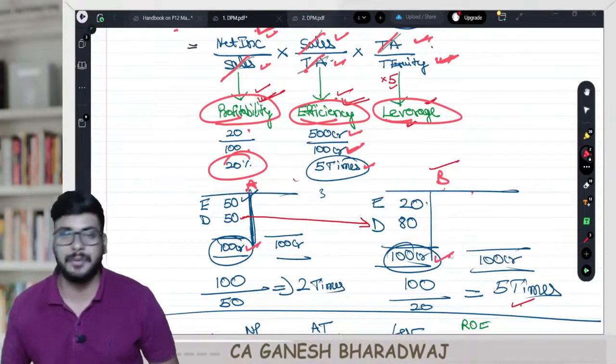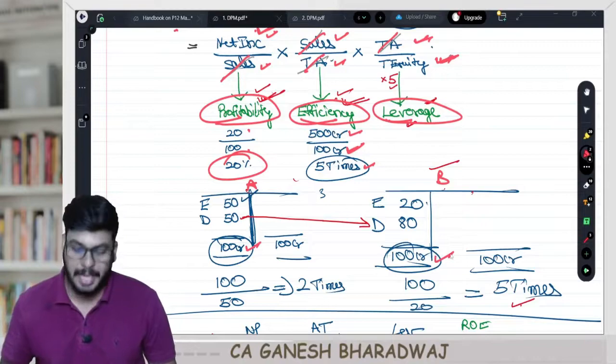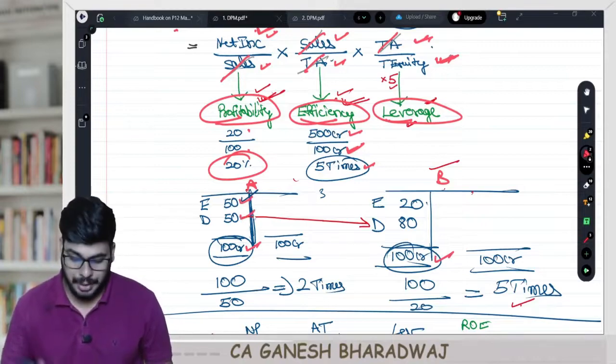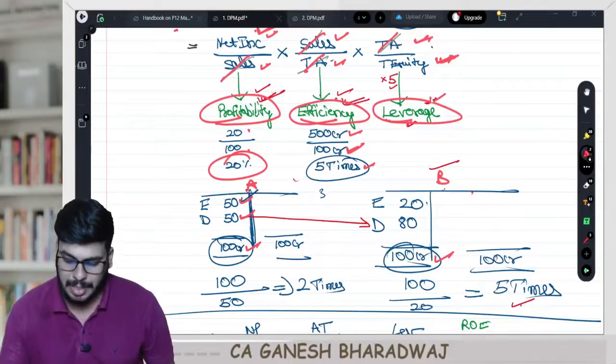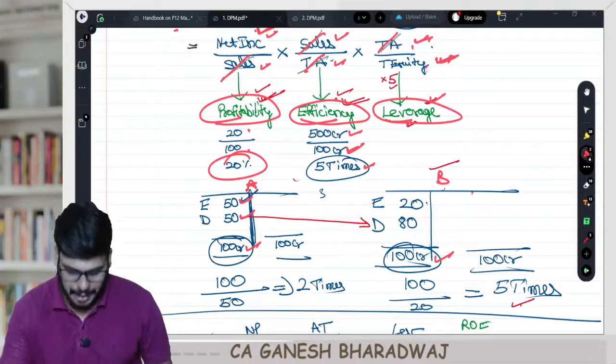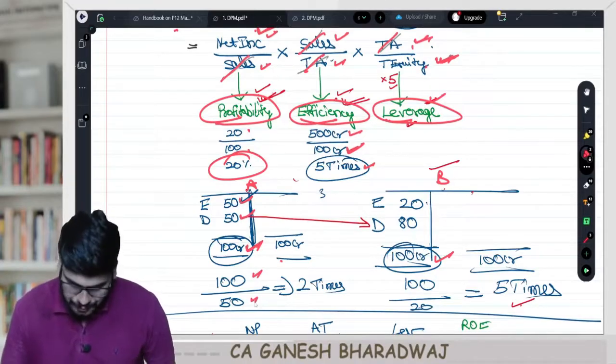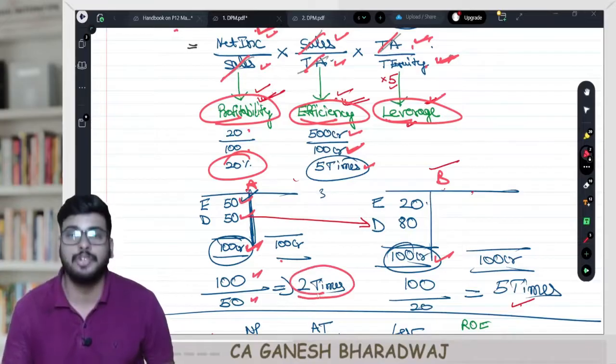There is only one difference. What is it? Company A raised 50 rupees from equity, 50 rupees from debt. Clear with this? Now, if I were to compute this leverage for company A, it is going to be total assets divided by equity. How much is total assets? 100 crore. How much is equity? 50 crore. So here the leverage is 2 times.